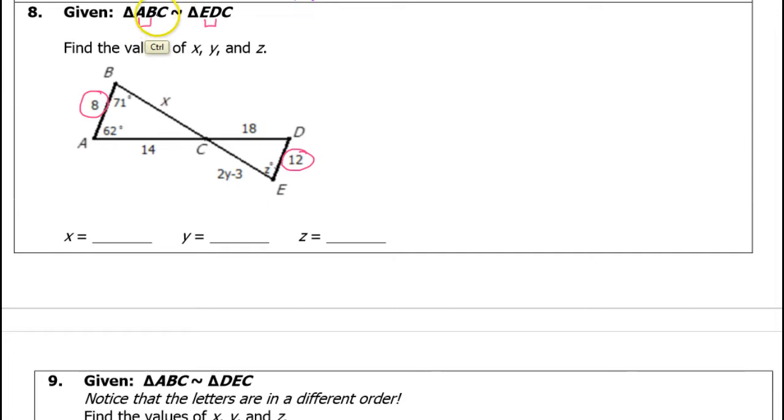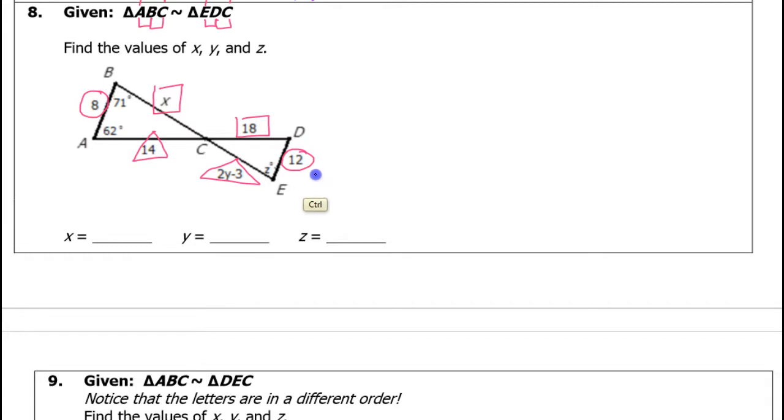Now, I also know that side BC and DC are corresponding. So I'm going to use a different shape. So here's BC and here's DC. Okay, so at a glance you might have thought that x and 2y minus 3 are corresponding, but they're not. And then finally we have AC and EC. Okay, so here's AC and here's EC. And they are corresponding.